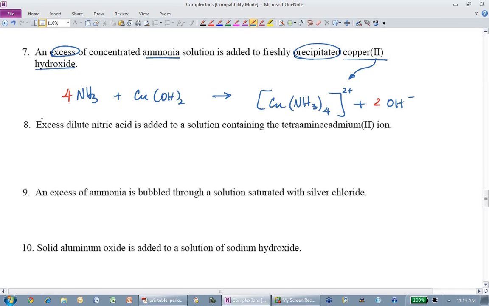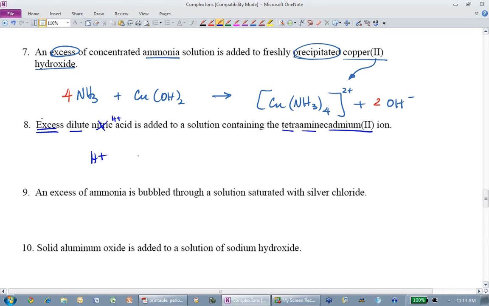Excess dilute nitric acid. Now the dilute part throws you off, but the excess, there's one of your clues. And it's nitric acid with an ion, so that's going to be a spectator, so this is really just going to be H+. It's added to a solution, tetraamine cadmium Roman numeral 2 ion.